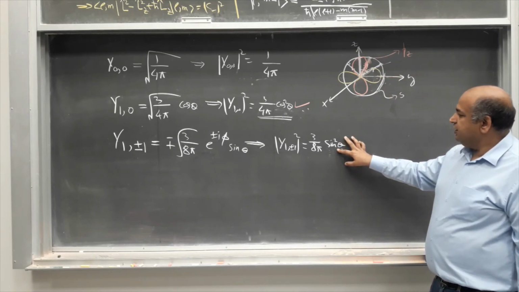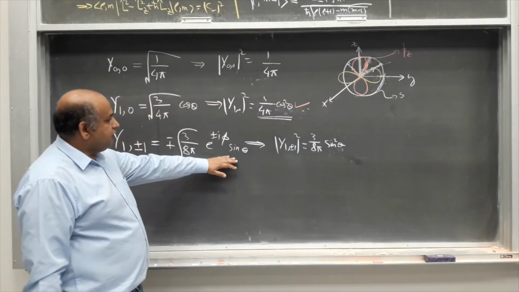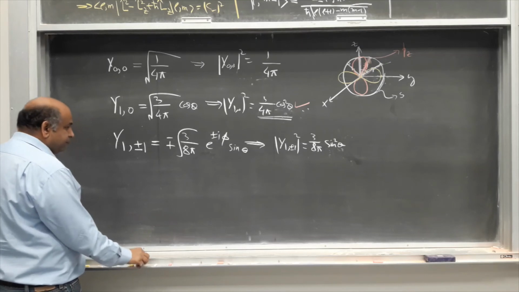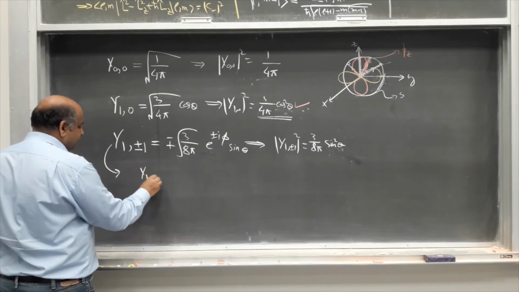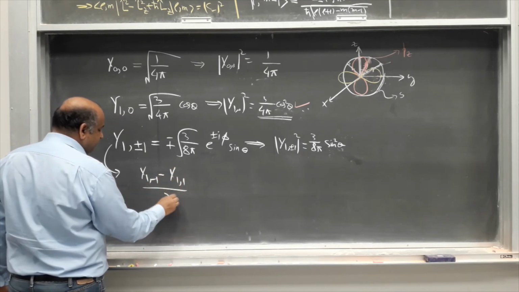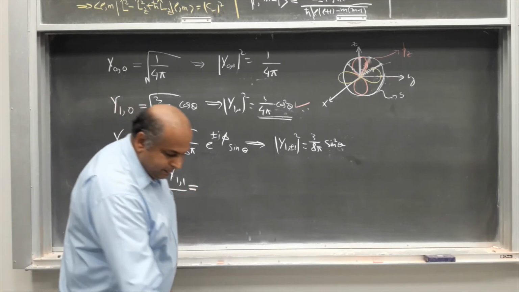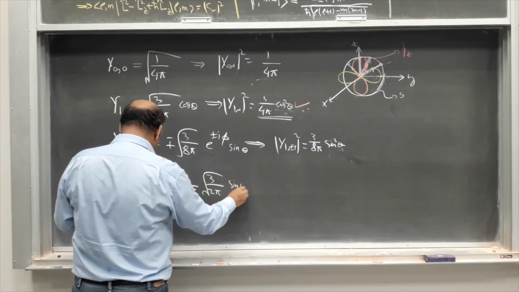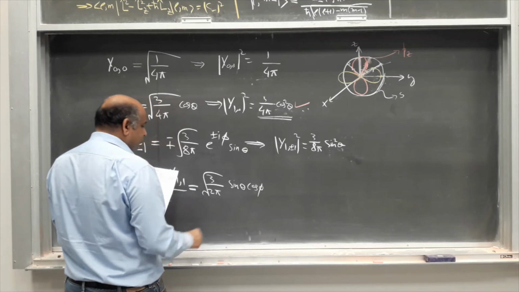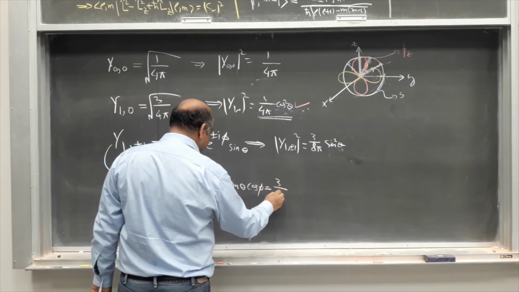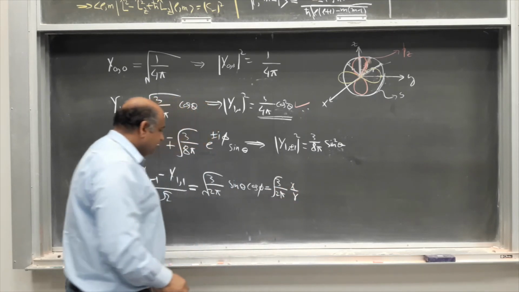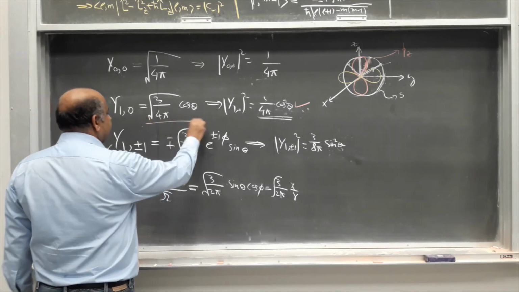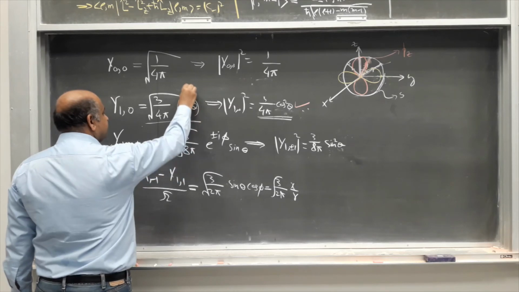Okay, but this is not a realistic orbital for an electron in a hydrogen atom. We can construct the orbital corresponding to this function. Let's say I make a superposition like this: I take Y1,-1 and subtract Y11 and divide by root 2 to keep it normalized, I get root of 3 over 2 pi sine theta cos phi. This, by the way, can also be written as root of 3 over 2 pi times x over r, because if I write r here and divide by r, this r sine theta cos phi is nothing but x. Similarly, I could have written this Y10 as z over r.